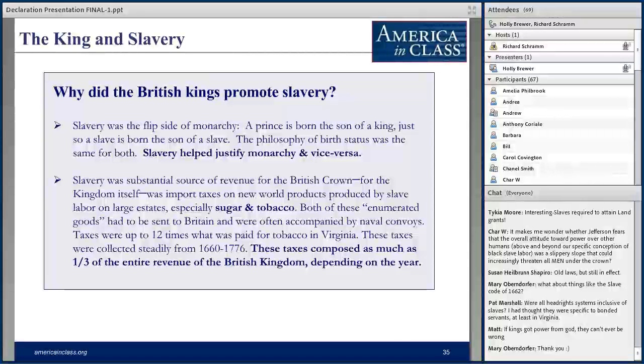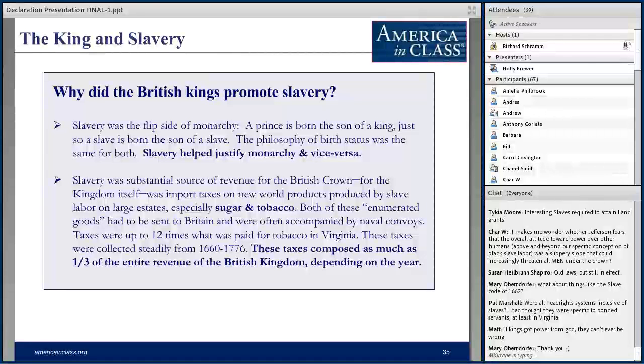So why did the British kings promote slavery? Here I'm going to point to two big issues. One, slavery was the flip side of monarchy. A prince is born the son of a king, just so a slave is born the son of a slave. The philosophy of birth status was the same for both. Slavery helped justify monarchy and vice versa. If you go back to the initial principles of the Declaration, that contradicts both monarchy in principle and slavery in principle, because it says you're not essentially born to a status. So that's ideological.